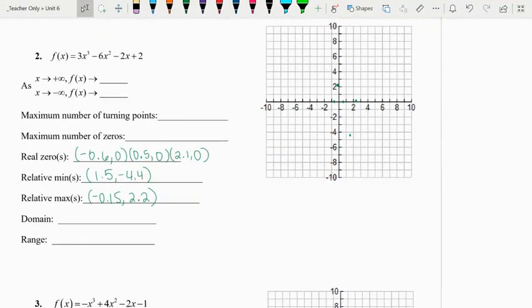Example 2, I did the same thing. I've already put in the zeros, the relative mins, the relative maxes, and I have plotted them on the graph. So if you haven't done so, make sure you do that right now. Then we have the same situation with our end behavior, so as x goes to the right versus x going to the left.